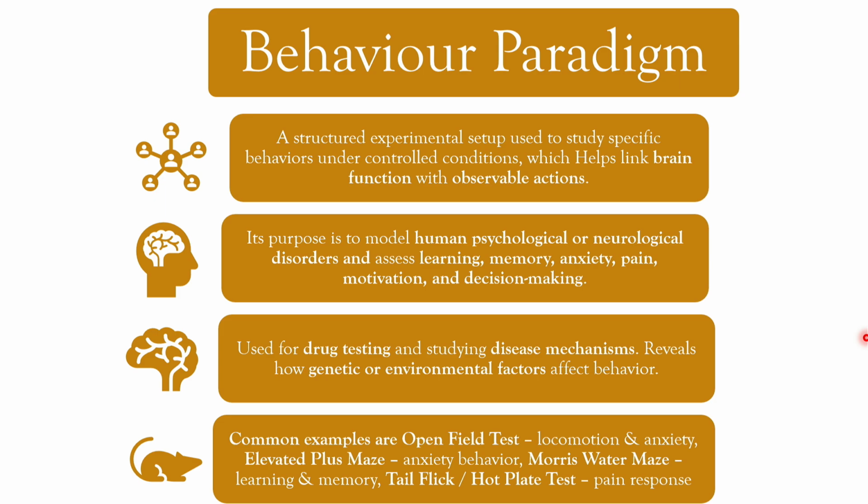These tests are also helpful in telling how genetic or environmental factors affect behavior, and common examples of these behavioral tests that are widely used in animal experimental studies are open field tests, which are used to evaluate locomotion and anxiety levels. Then there is the elevated plus maze for anxiety behavior, Morris water maze for learning and memory, tail flick and hot plate test for pain response.